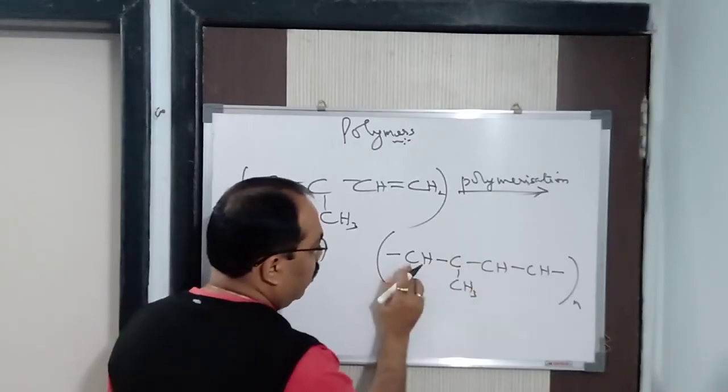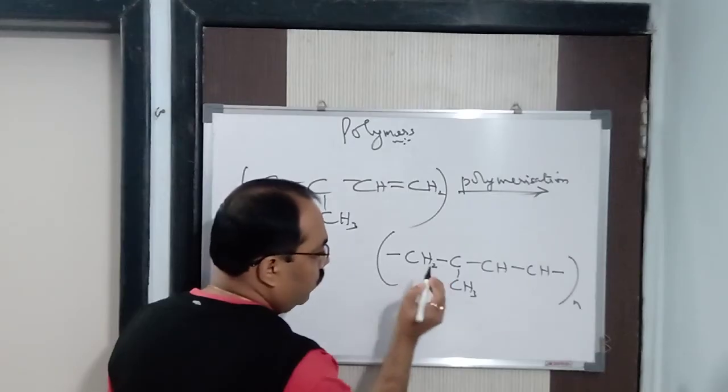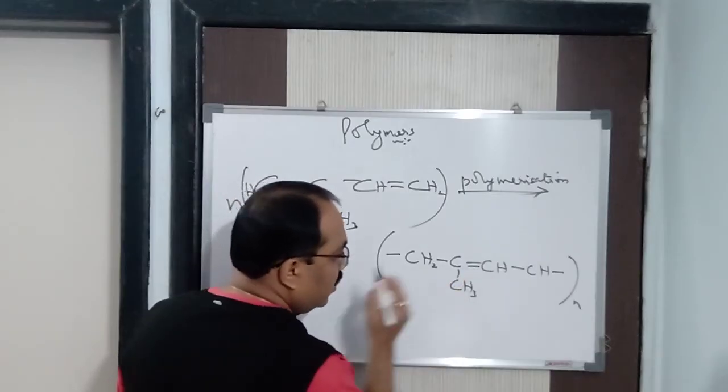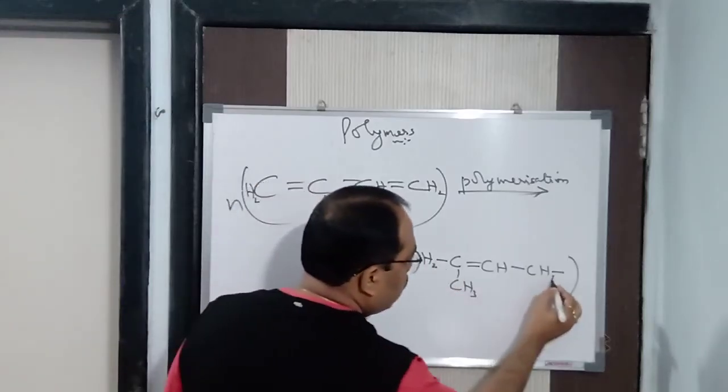Here 3 bonds. Here also, how many bonds does carbon have? It is nothing but 1, 2, 3 bonds. So it is CH2. Now here it will be your CH double bond. You can see now it is balanced. Now it is again CH2.